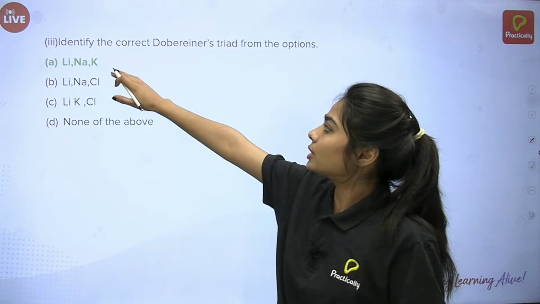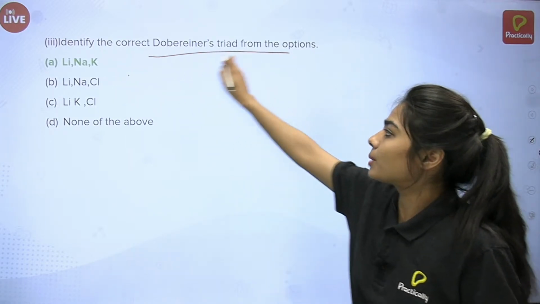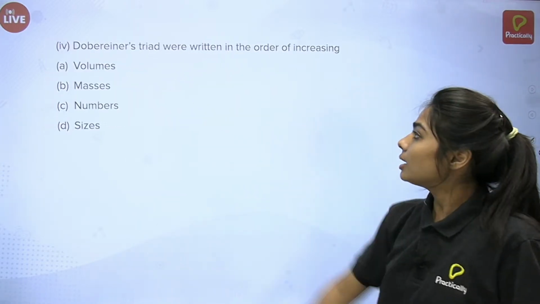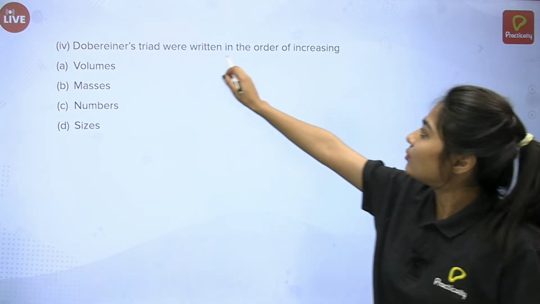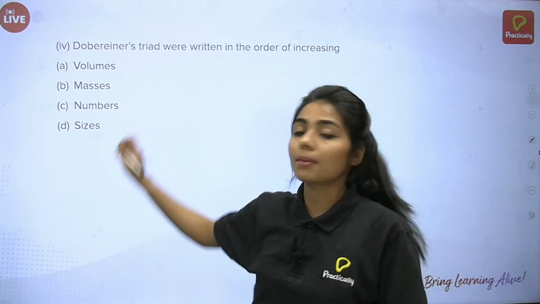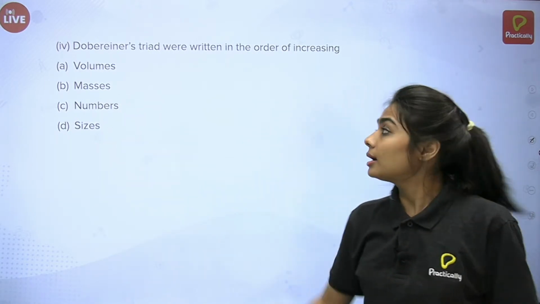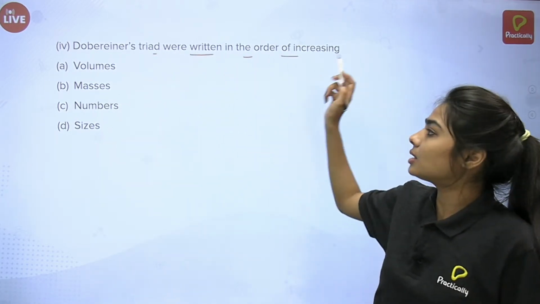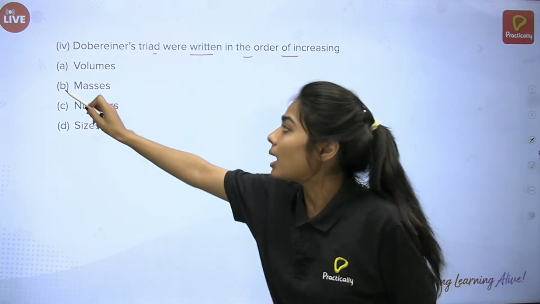So lithium, sodium, potassium, they are the correct Dobereiner's triad. Then Dobereiner's triads were written in the order of increasing what? Volumes, masses, number, or sizes. What do you think? So Dobereiner's triads were written in the order of increasing masses.